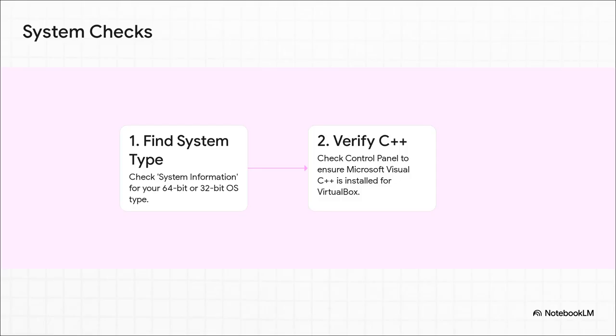Now, these two checks are super simple, but you don't want to skip them. First, we've got to know your system type. Is it 64-bit or 32-bit? This tells us exactly which Kali image to download. And second, we'll just quickly make sure Microsoft Visual C++ is installed, because that's something VirtualBox needs to install correctly.